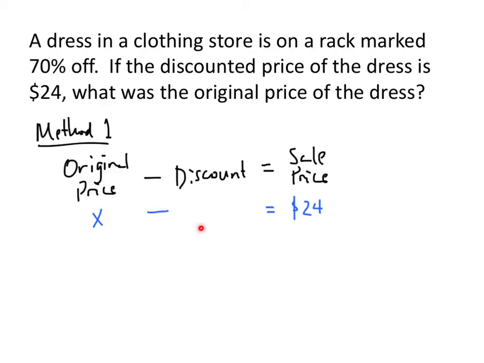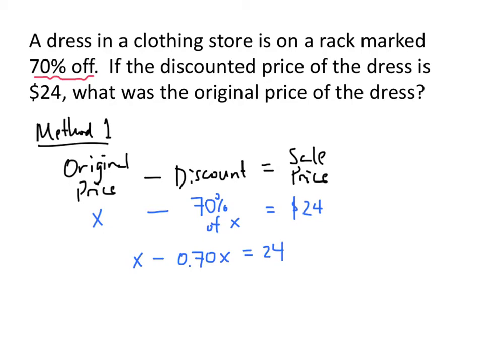Well, what do we know about the discount? Well, we know that the discount was 70% off. So the amount that was taken off of this bill is 70% of the original price, 70% of x. So that's what's going to go here. Whatever that is, I don't know what number that is, but I do know that it's 70% of x. But we know that to compute those percentages, 70% of x just means 0.70 times x. And now we've got our equation.